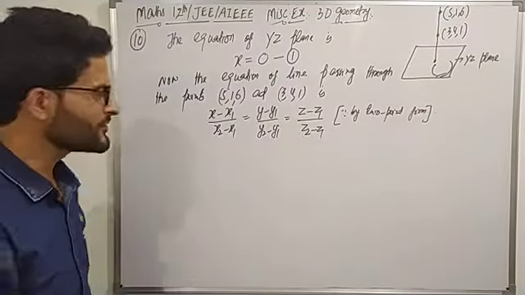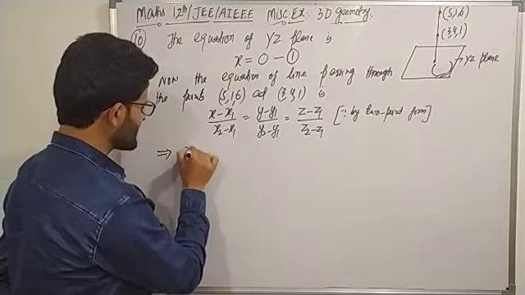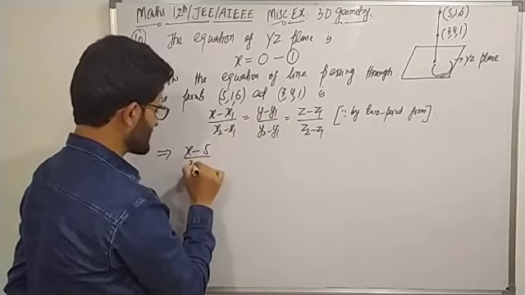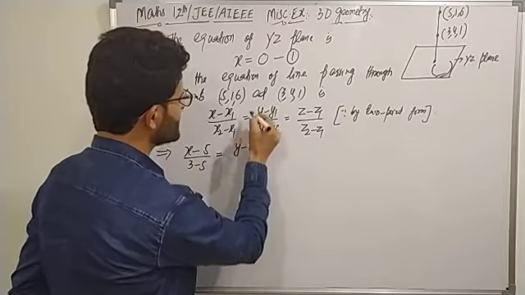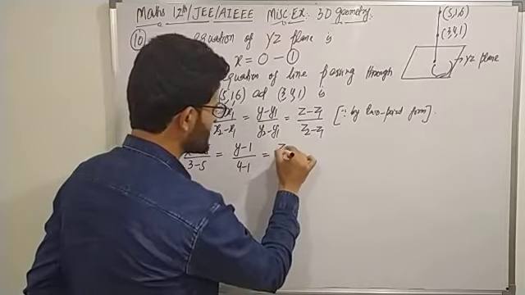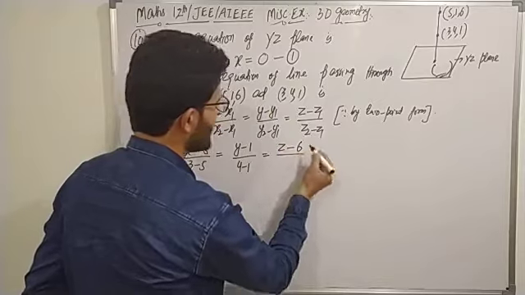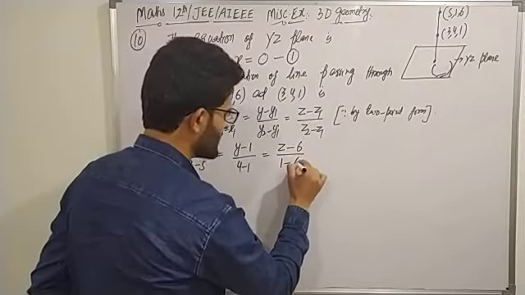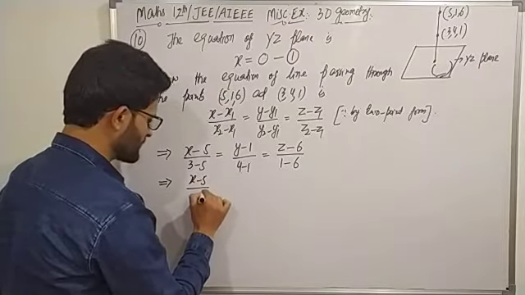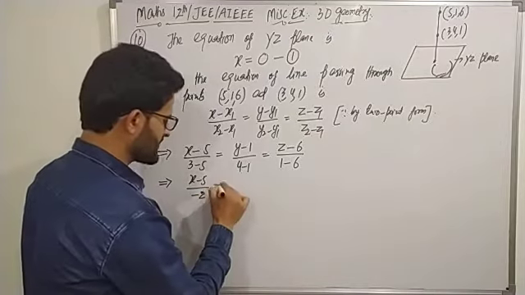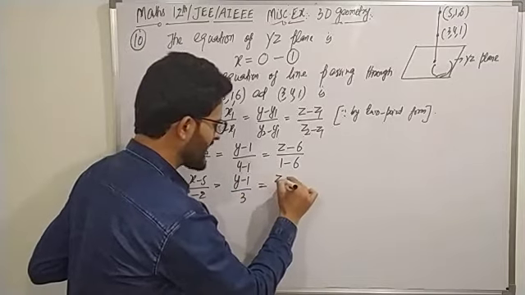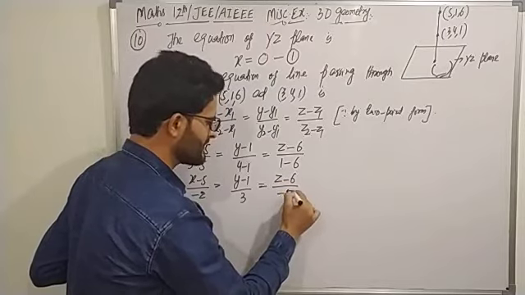So this can be written as x minus what is x1, so 5, divided by x2 minus x1, that is 3 minus 5, is equal to y minus y1, that is 1, divided by y2 minus y1, that is 4 minus 1, is equal to z minus z1, that is 6, divided by z2 minus z1, that's 1 minus 6. So this can be written as x minus 5 divided by minus 2, 3 minus 5 is minus 2, which is equal to y minus 1 divided by 4 minus 1, that is 3, and that's equal to z minus 6 divided by 1 minus 6, that is minus 5.